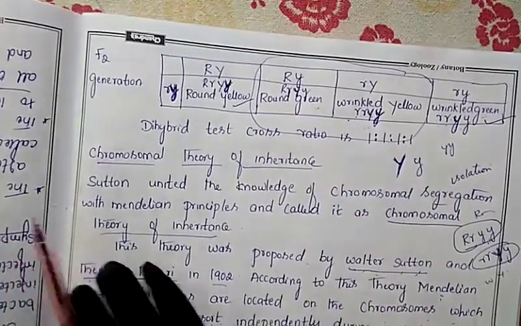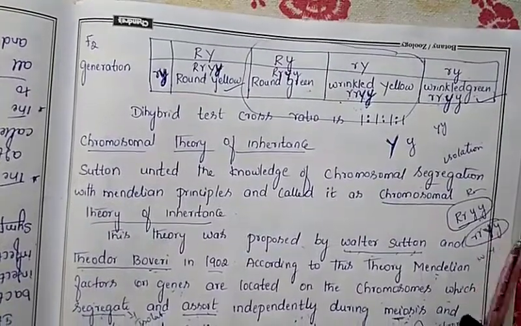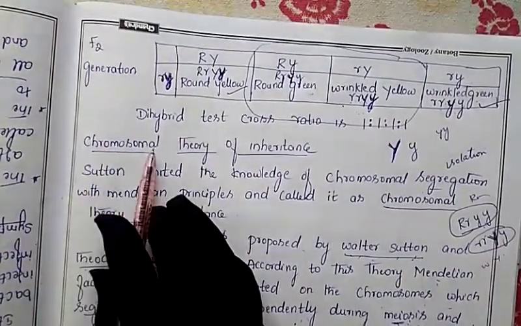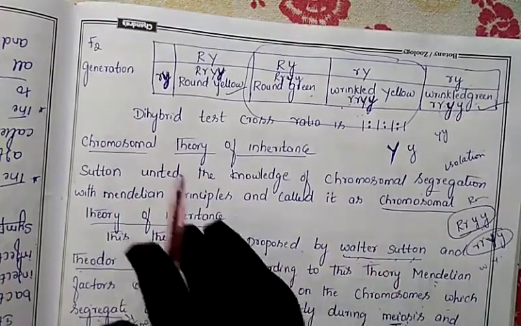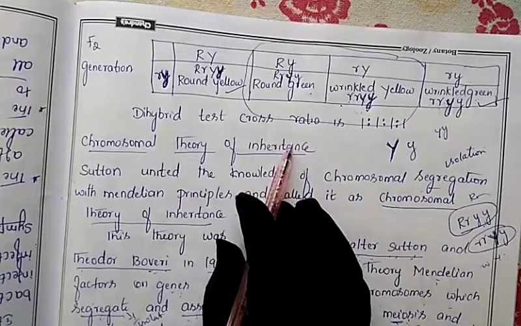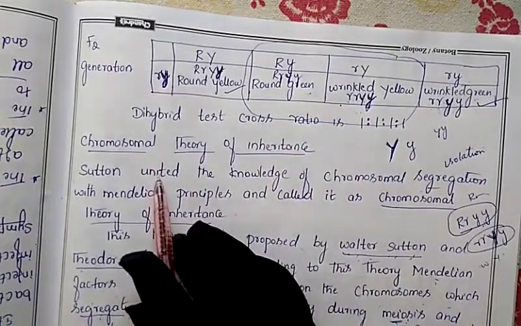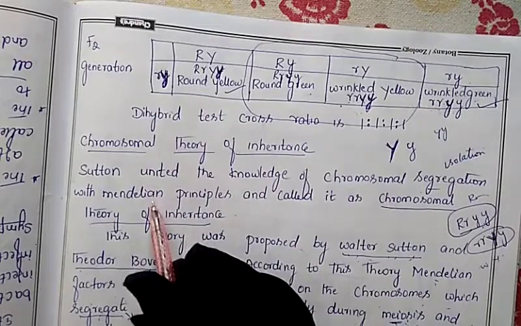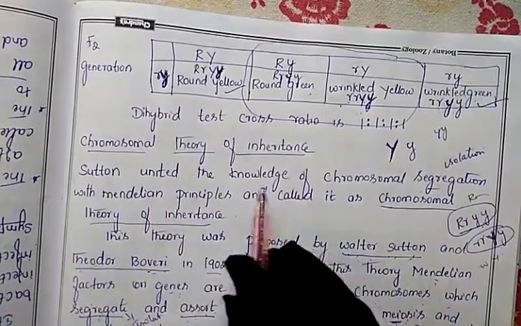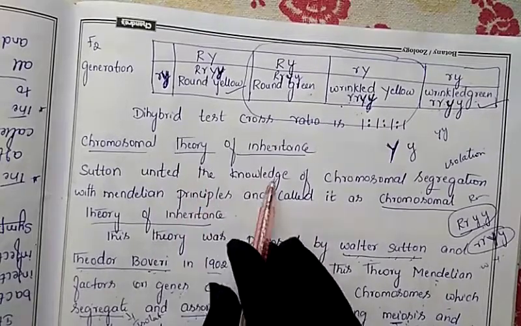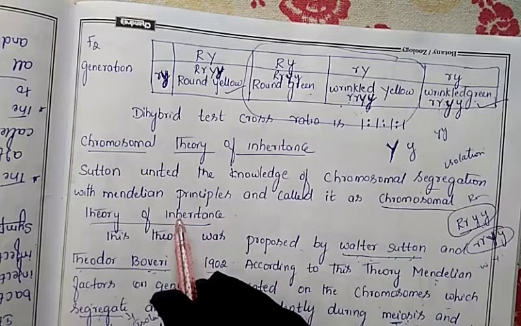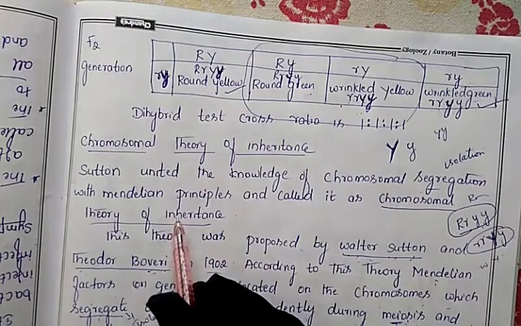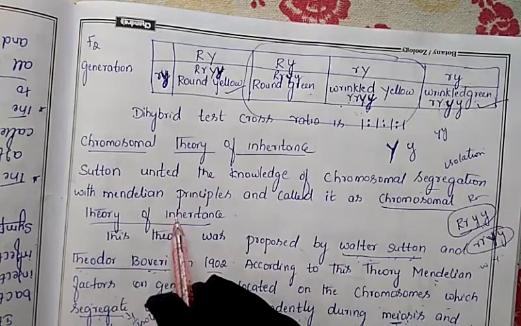Next, let us go to the next topic, which is the chromosomal theory of inheritance. Who gave this theory? It was given by Sutton. His full name is Walter Sutton. He collected the knowledge of Mendelian principles. You know very well that Mendel was the first person who told about inheritance and heredity, where characters are transmitted from one generation to the next, and genes are responsible for carrying the characters.